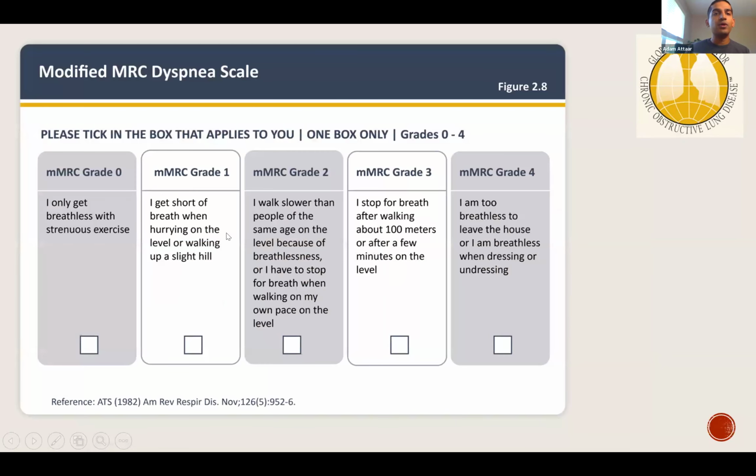This is an example of the MRC dyspnea scale. Grade 1 patients would be those patients who get short of breath when hurrying on level ground or when they get short of breath on a slight incline. In comparison, a grade 4 patient would be someone who'd be too breathless to leave their house or breathless when just doing activities of daily living.